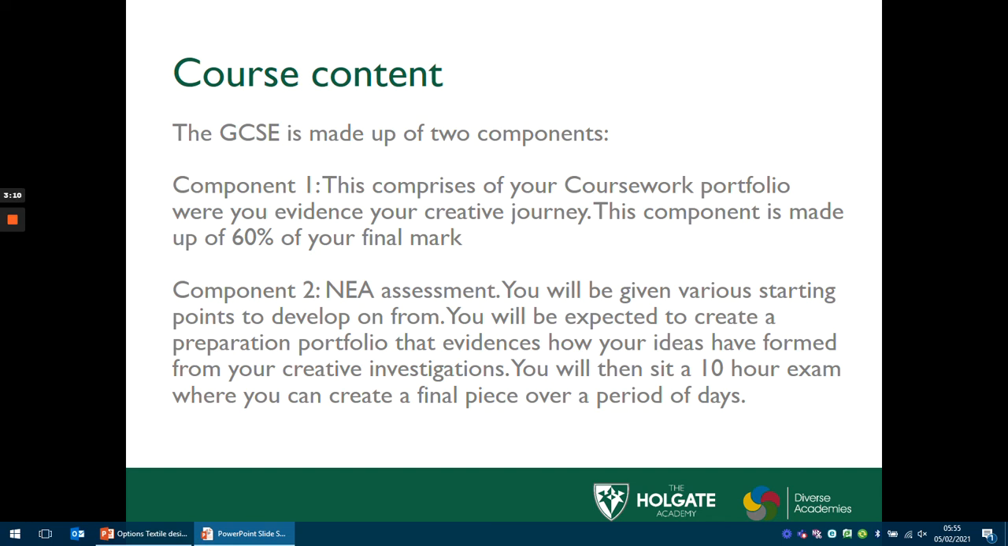Component 2 is an assessment unit. This is where the exam board will set an exam paper, and there will be various starting points that the students can then develop from. Students will be expected to create a preparation portfolio which evidences how they've come to their ideas and how they've experimented with certain materials within textiles, to then create a final piece where they will have 10 hours to create a piece of textiles in response to their prep work. Now the 10-hour exam itself can be sat over 2 days, or it can be sat over various days depending on what is better for the student.